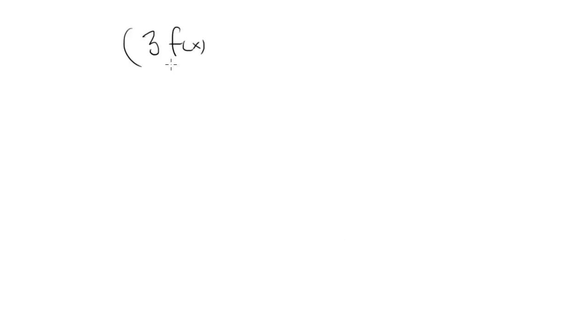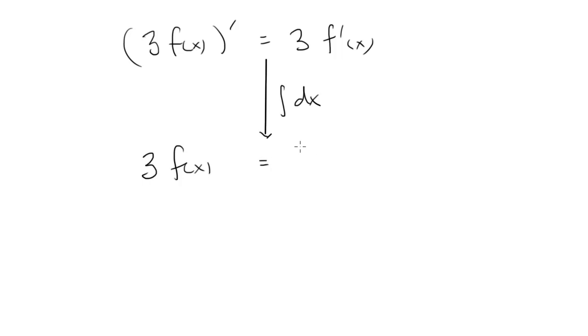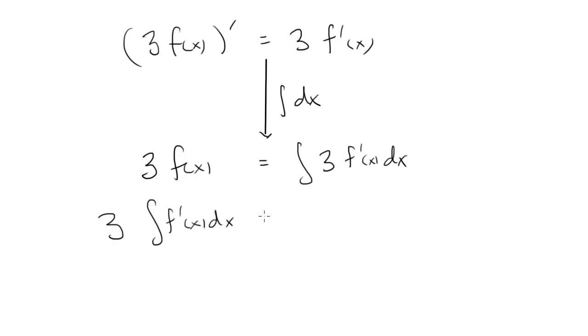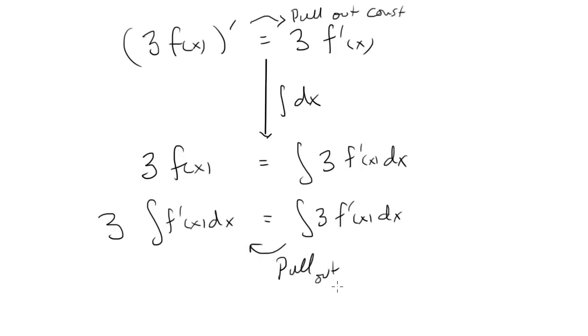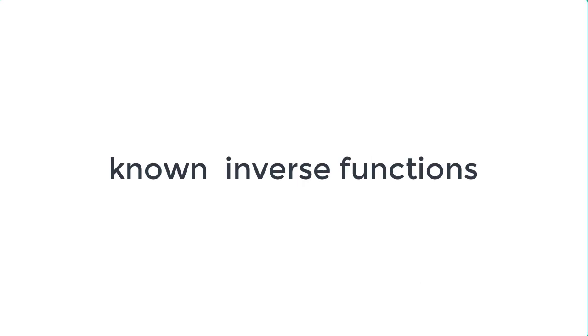Pulling out constants, do the same thing. I'll use 3 instead of c. The antiderivative of the derivative, it goes away, and on the other side, it's just the integral. But f is the integral of f prime, and I've generated my pull-out constants rule for antiderivatives. Pull-out constants for the derivative generates a pull-out constants for the antiderivative. Now let's just complete our table of known functions and use our inverses.